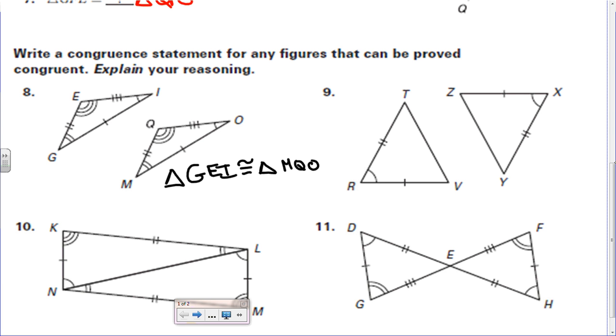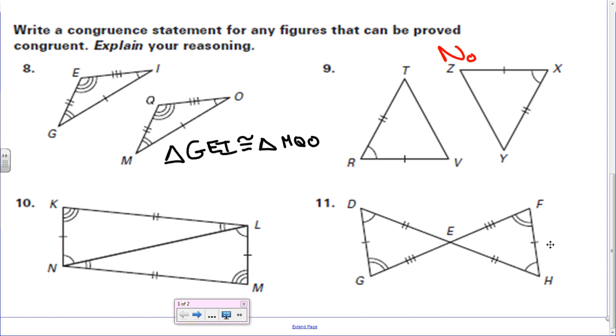Look at number 9. Now we have RT congruent to XY. We have ZX congruent to RB. But in this case, we don't know anything about ZY and TB. And so we don't know if those sides are congruent, so we cannot write a congruent statement. In upcoming sections, you will learn about how you could say that that is true. But for now, we have to leave it as not true.